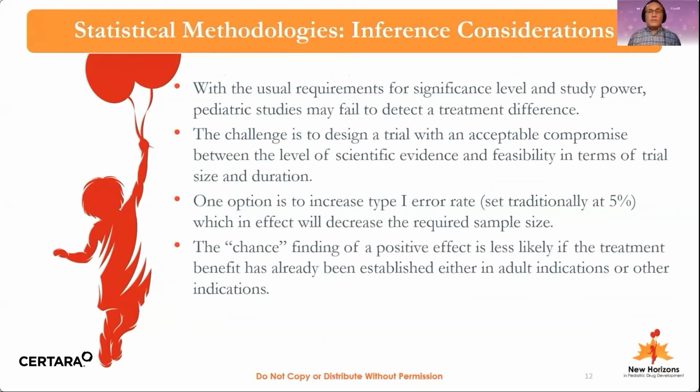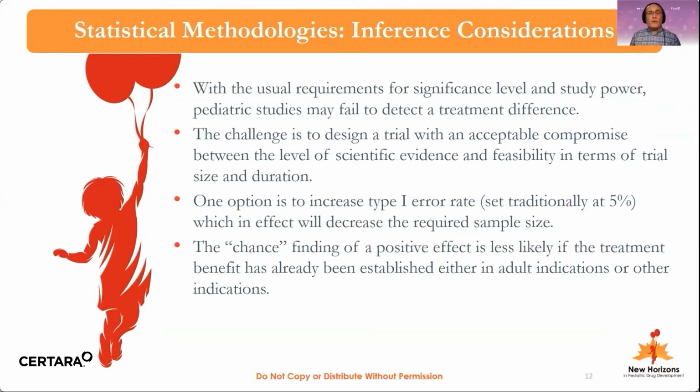Moving on to this slide, where we have what regulators talk about a lot: the type 1 error. Are the results statistically significant? Is this a chance finding? In order to address these concerns, one should usually design a large trial, which, as we just discussed, is not feasible for many pediatric trials. So what can we do?